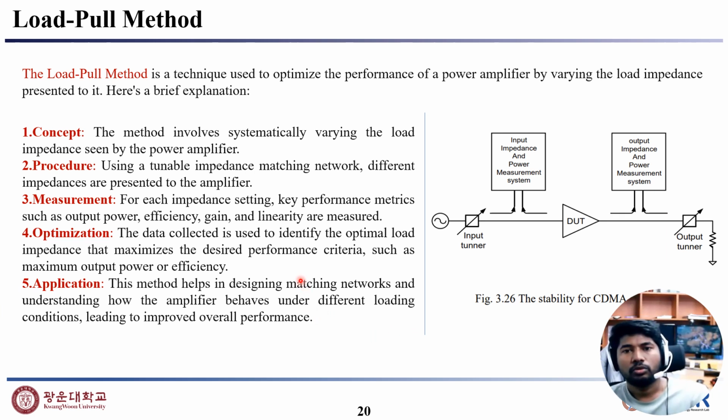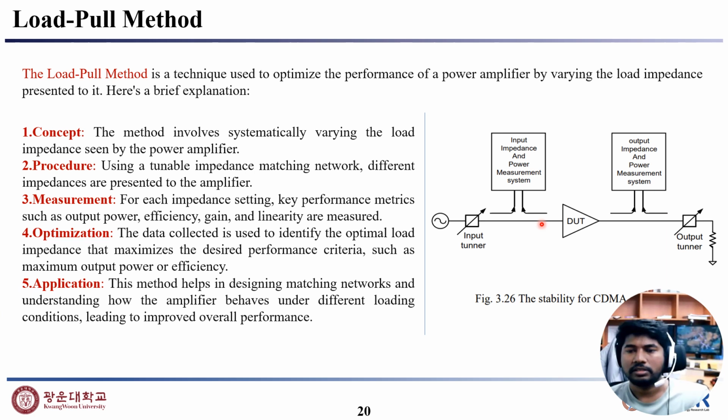And now the load pull method. What is the load pull method? The load pull method is a technique used to optimize the performance of a power amplifier by varying the load impedance presented to it. Here is a brief explanation. First is the concept. The method involves systematically varying the load impedance seen by the power amplifier using a tunable impedance matching network. Defined impedances are presented to the amplifier for measurement.